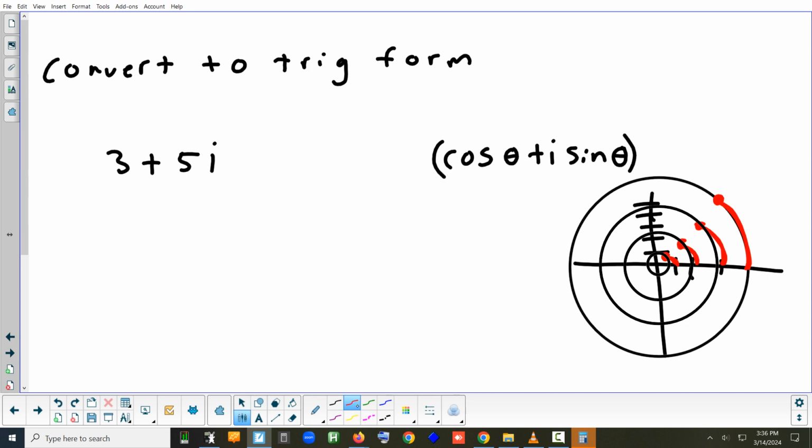So what's different about all those circles? Just how big they are. And how do you measure how big it is? The radius. That's it. So you need to know the radius, and you need to know the angle. How do we find the radius when you have the point 3 plus 5i?